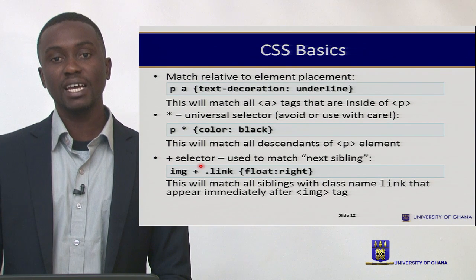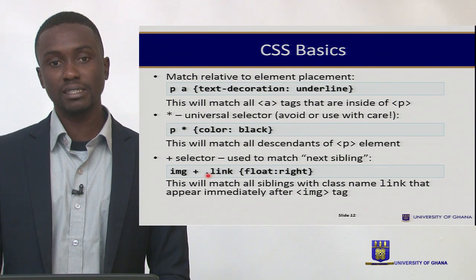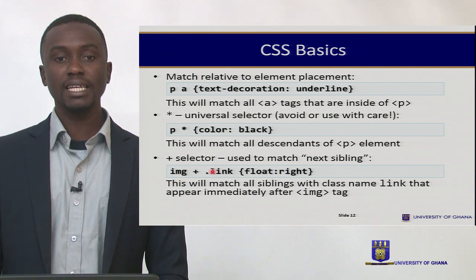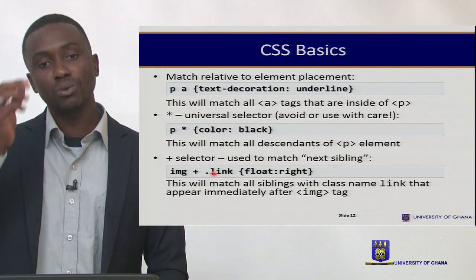And you can also have a type matching of siblings, where you can have all images with all links which are siblings. And the links here are going to be the classes of those siblings.